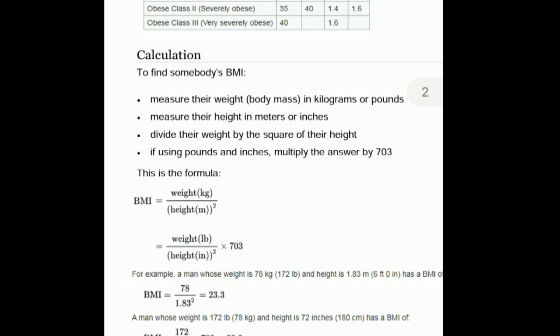To find somebody's BMI, measure the weight in kilogram or pound, measure the height in meter or inch, and divide the weight by the square of their height. If using pound and inch, multiply the answer by 703. The formula is BMI equals weight divided by height squared. Weight unit should be kilogram and height should be meter squared. This is the formula to calculate the BMI value.